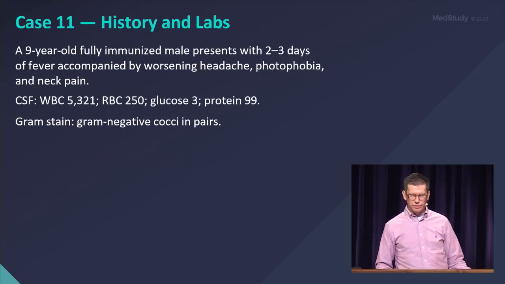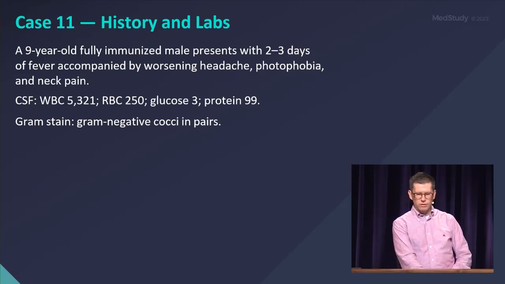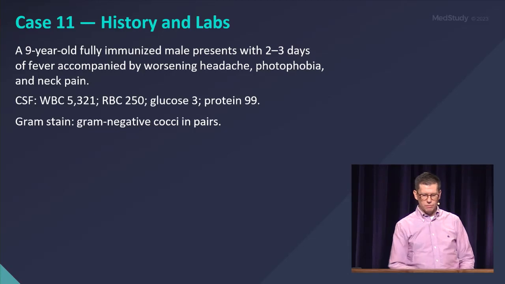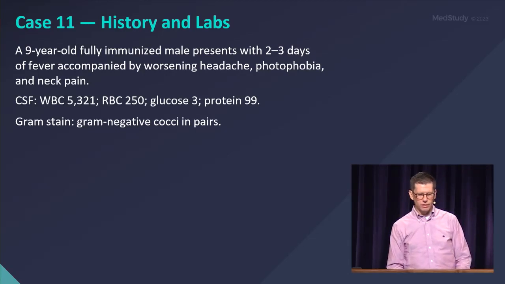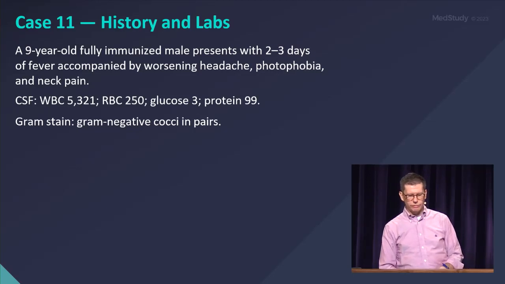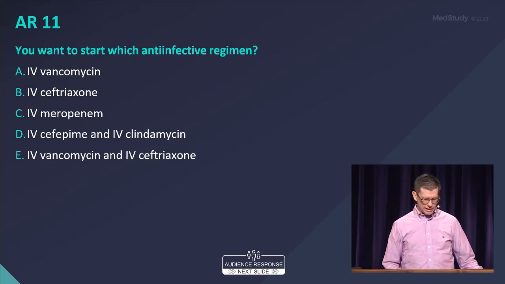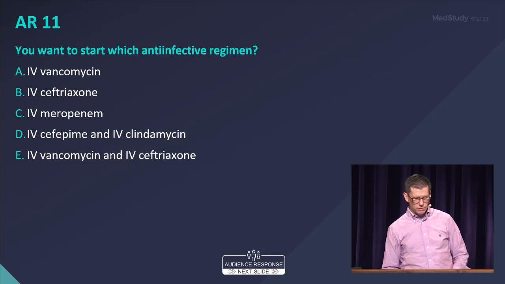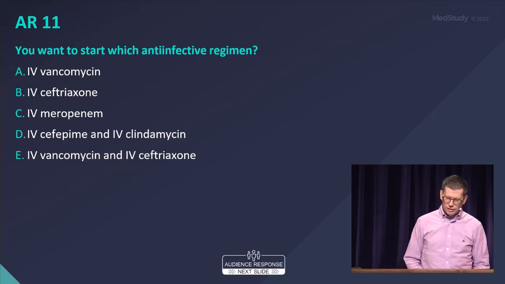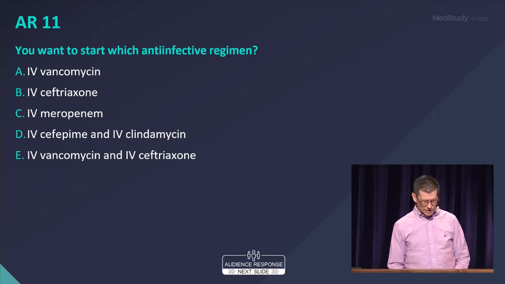Okay, let's continue in this line of questioning. A 9-year-old fully immunized male presents with 2 to 3 days of fever accompanied by worsening headache, photophobia, and neck pain. The white count in the CSF is 5,300, red count 250, glucose 3, protein 99. Gram stain shows gram-negative cocci in pairs. You want to start which anti-infective regimen? A, IV vanc, B, IV ceftriaxone, C, IV meropenem, D, IV cefepime and IV clinda, or E, IV vanc and IV ceftriaxone.